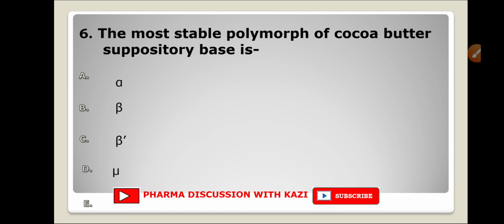Next question. The most stable polymorph of cocoa butter suppository base is alpha form, beta dash form, or beta form. The correct answer is beta form. Beta form has a melting point of 34 to 36 degrees Celsius, and below this melting point it always exists in stable form.